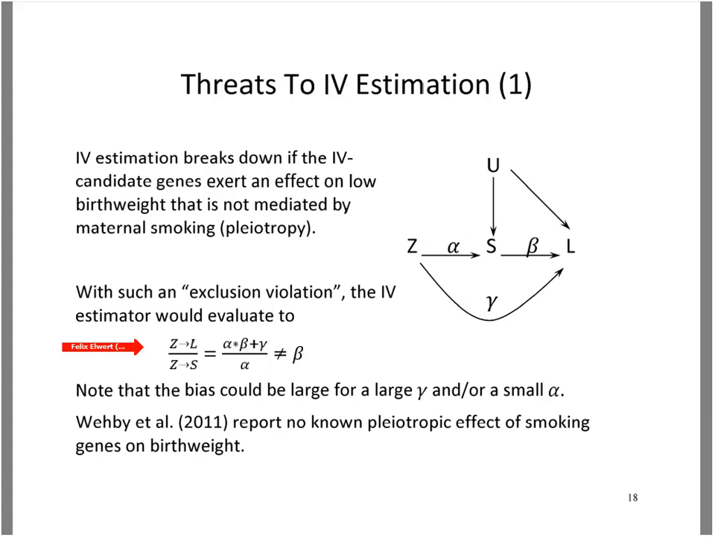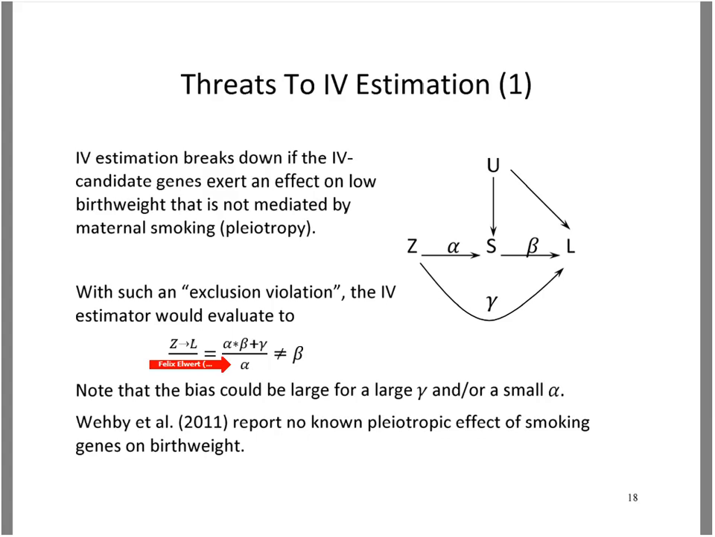And it turns out that the bias is going to be large if the direct effect of Z on L is large, because we would blow up the numerator of the term. But it would also be large if the effect of Z on S, alpha, is really small, because a small denominator also blows up this ratio.